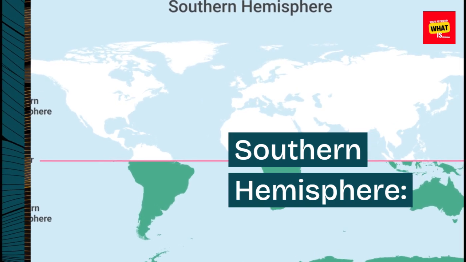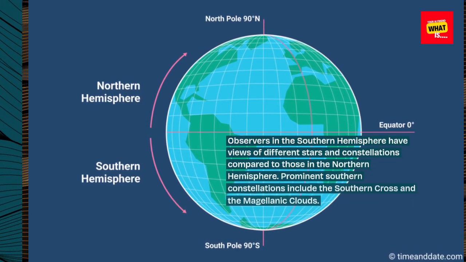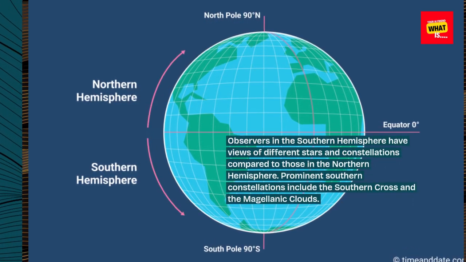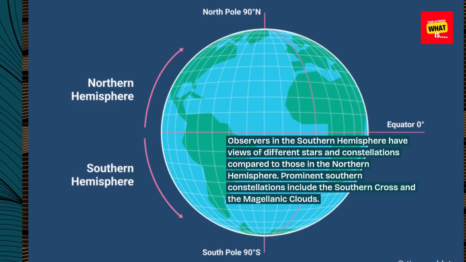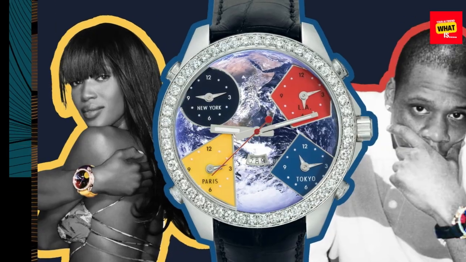Southern Hemisphere. Observers in the Southern Hemisphere have views of different stars and constellations compared to those in the Northern Hemisphere. Prominent southern constellations include the Southern Cross and the Magellanic Clouds.